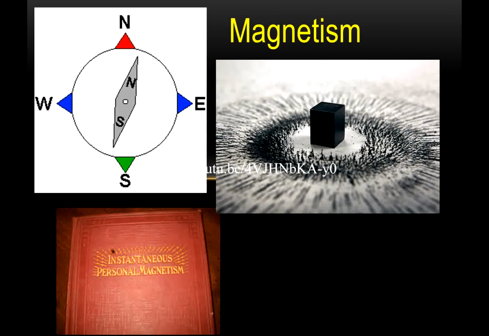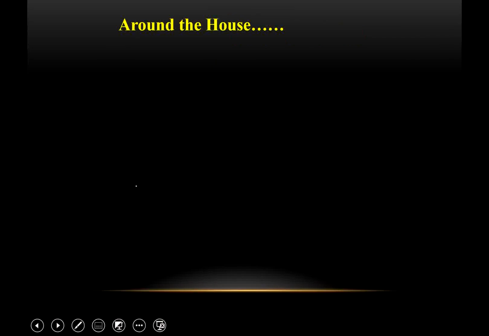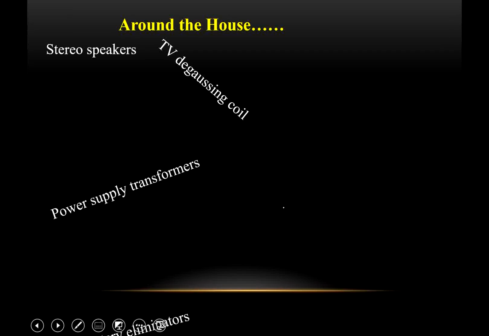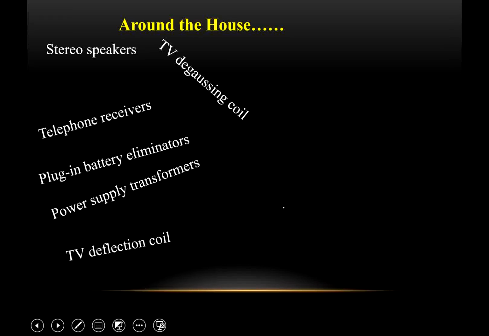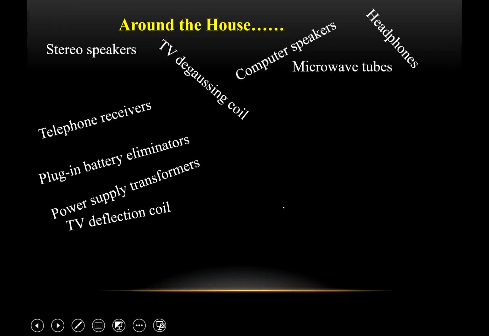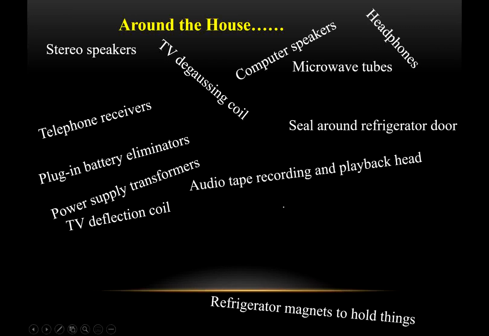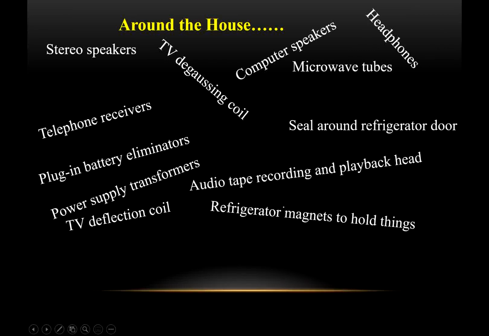So, I don't think I need to introduce magnetism too much. All of us have some kind of intrinsic understanding of what that is. So, here are some examples of how useful and used around the house magnets are, in places that you wouldn't even expect. We've got things like stereo speakers, TV degaussing coils, power supply transformers, just lots and lots of components of electronics everywhere around the house. Magnets are used. They do lots of different things.